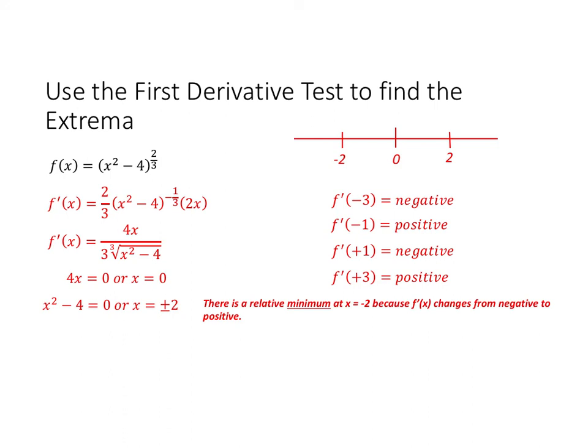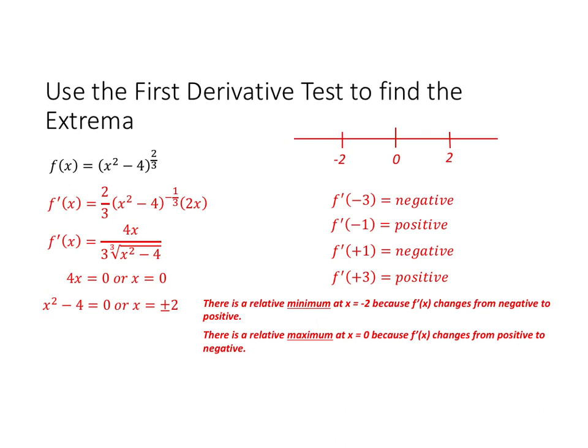So remember what we had here. We had negative, positive, negative, positive. From this, I can tell that there's a relative minimum at x equals minus 2, because the derivative changes from negative to positive. That tells me that's a relative minimum here.